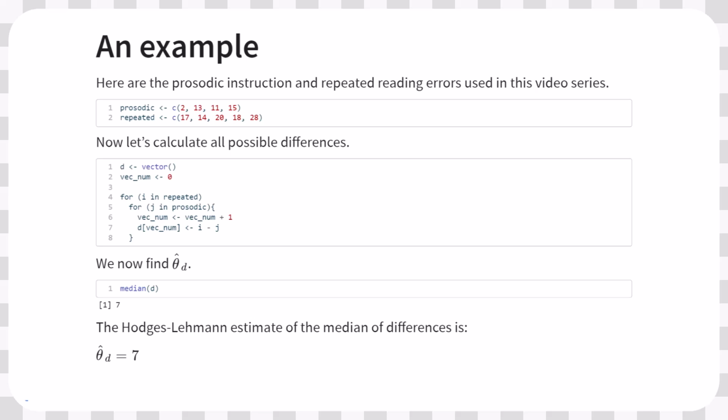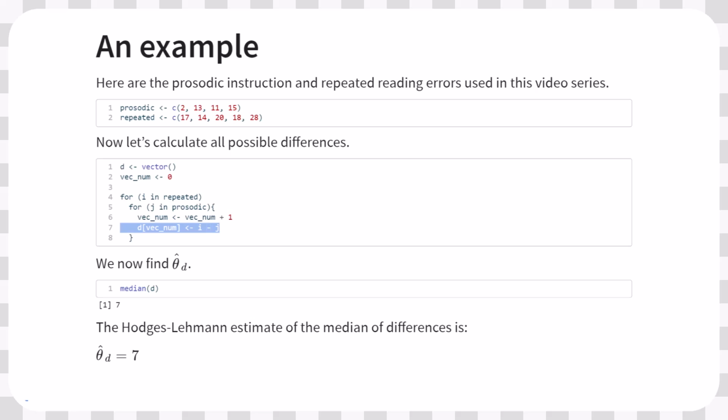So we set up the scores for the prosodic condition, and we set up the scores for the repeated reading condition. Now what I'm going to do here in this little loop is calculate all possible differences. So this is the key part here on line 7. I am creating a vector of differences where I take all of the scores from the prosodic group and all of the scores from the repeated reading group. In this case, i was for repeated reading and j was for prosodic. So I'm subtracting a score from the prosodic group from a score in the repeated reading group.